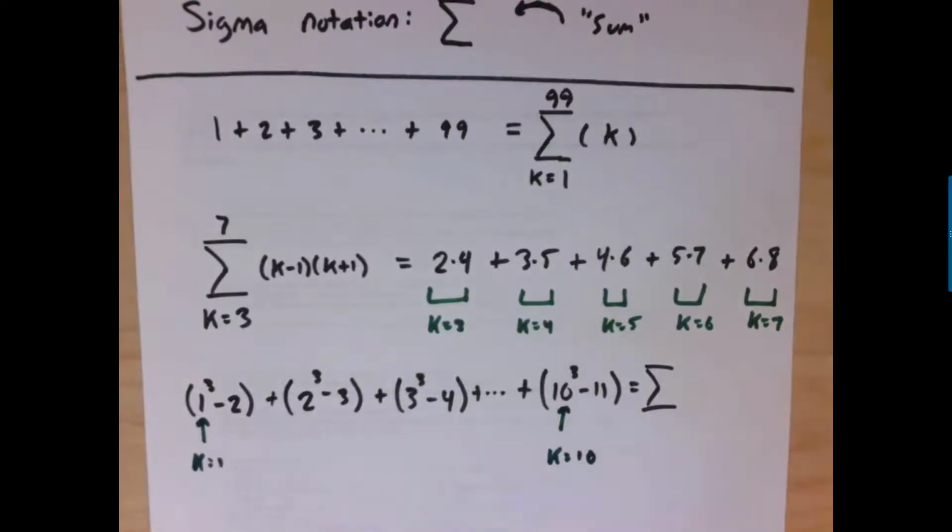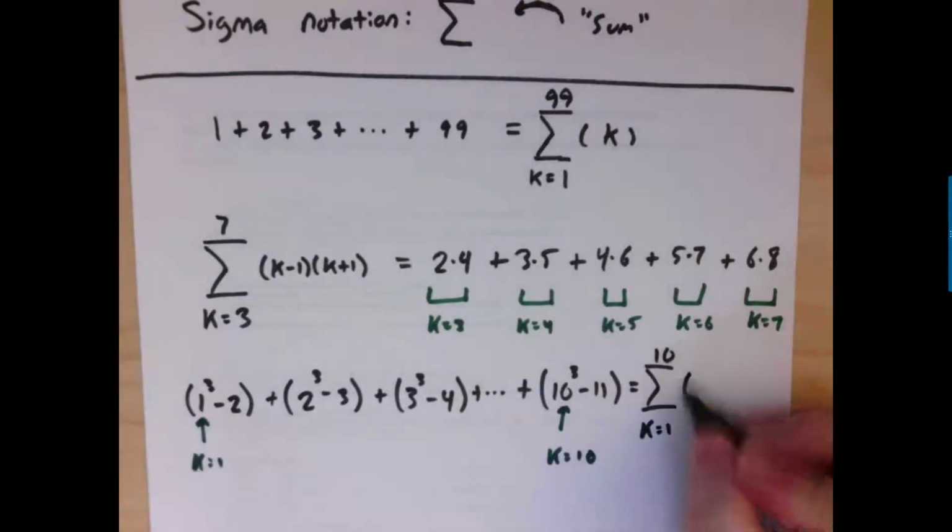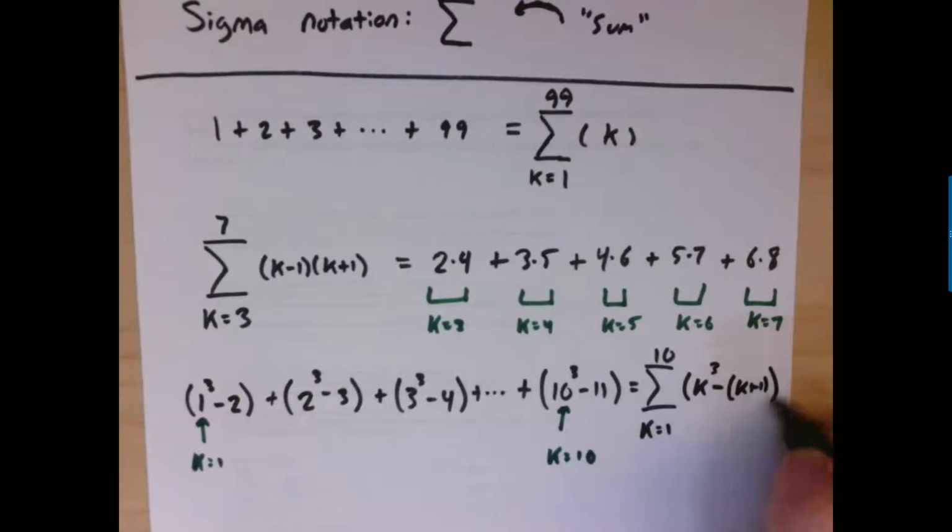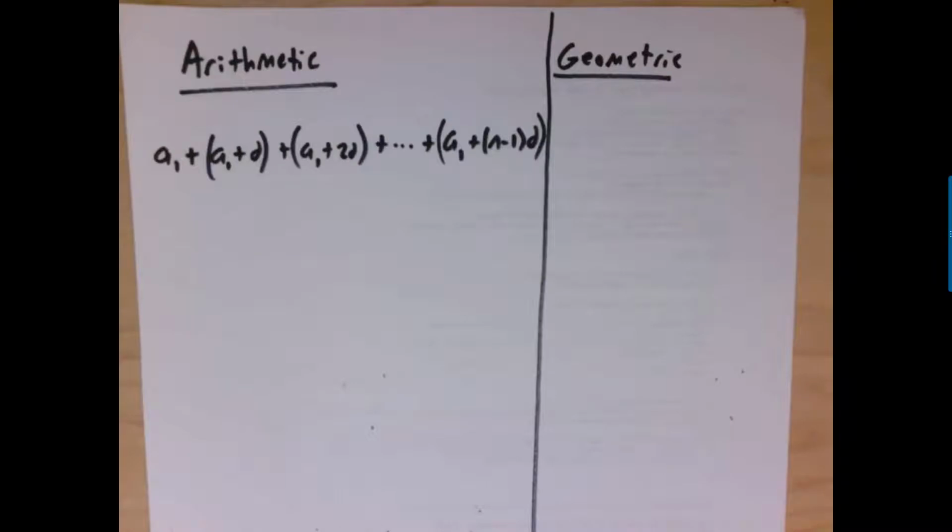So I'll say, let's have k go from 1 to 10, and then the pattern for each term is going to be my value of k cubed minus 1 larger than k, so k plus 1. And that would be a shorthand expression for that entire sum. They're also convenient if you want to write out a general series without using all these variables.